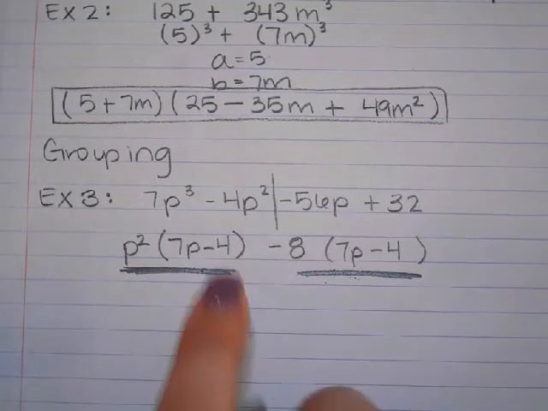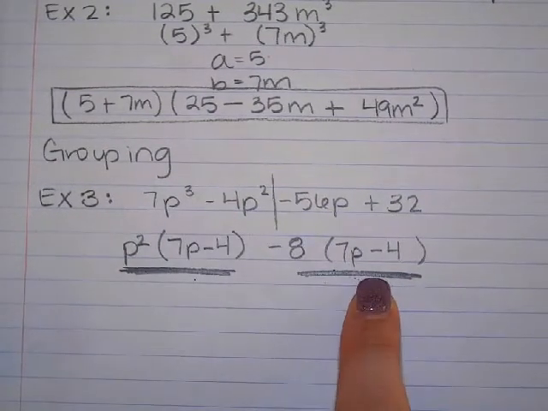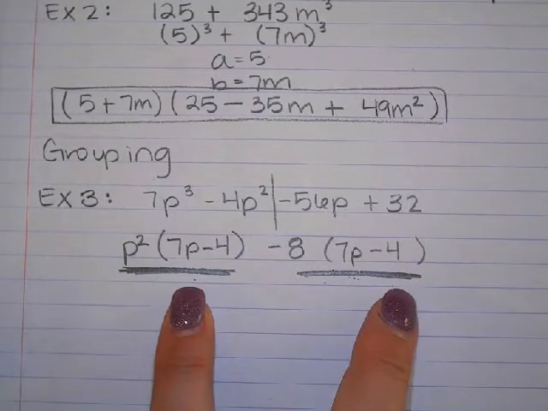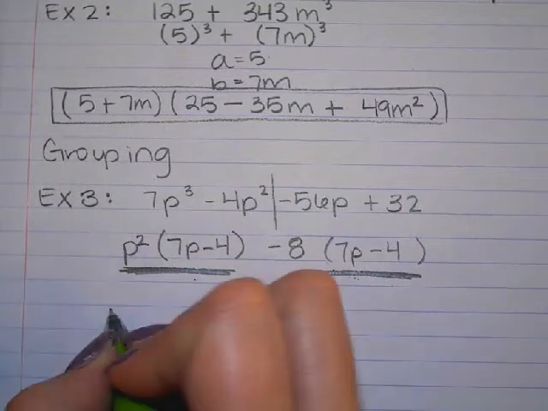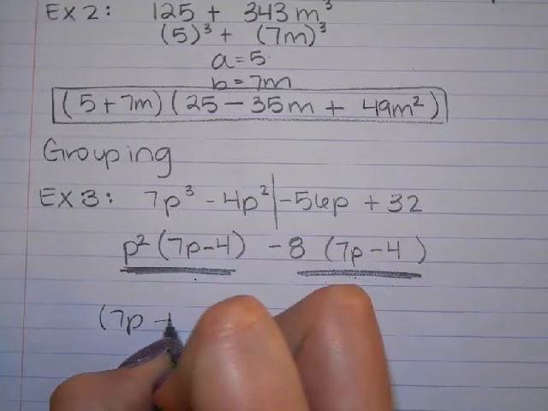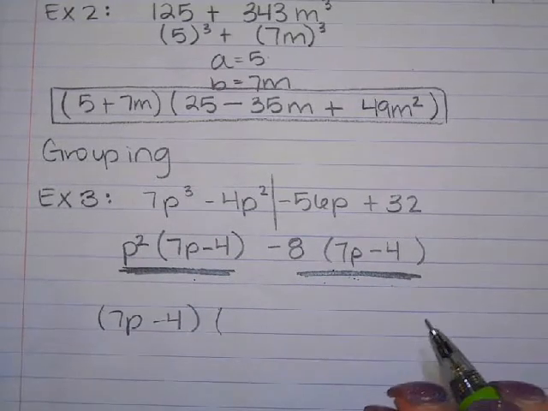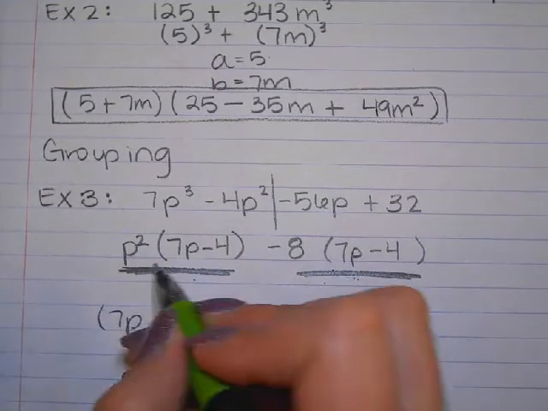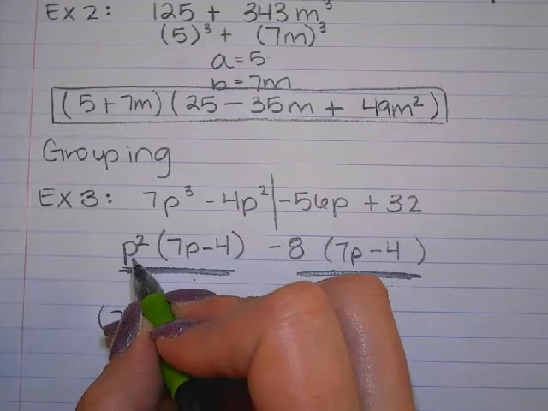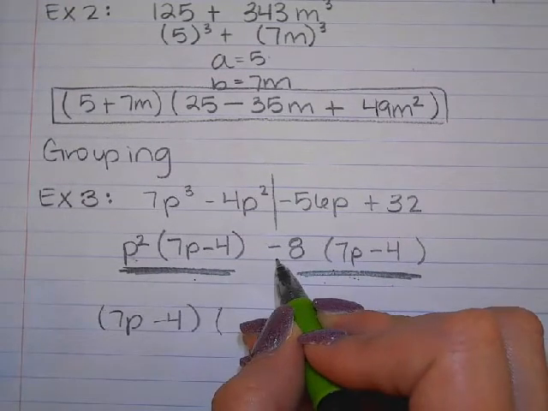Okay, so we did GCF, GCF. Now we're going to do a GCF again. I'm going to say what's common between these 2 is the 7p minus 4. I'm going to take it out and move it to the front. And then I'm going to write my leftovers. And my leftovers are p squared and minus 8.